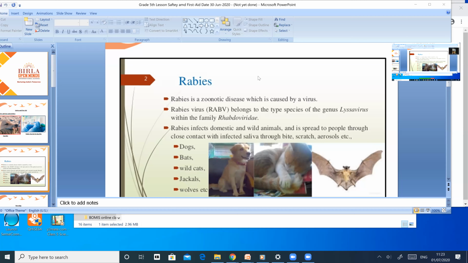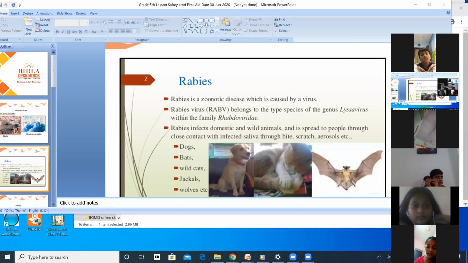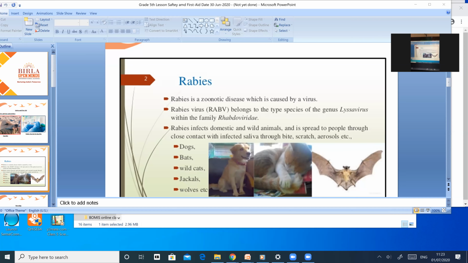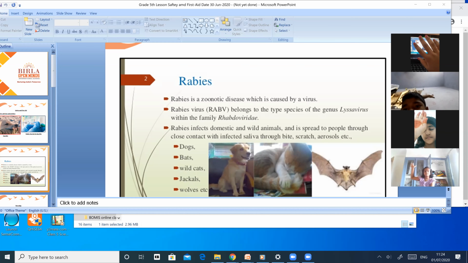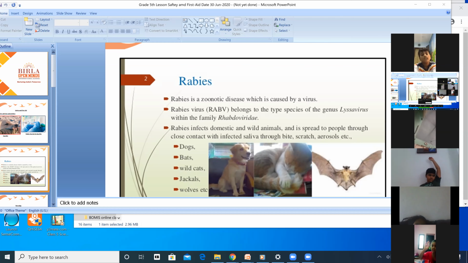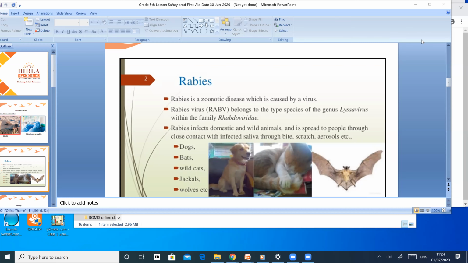Have you all seen honeybees? You all know honeybees will also bite, isn't it? Raise your hands. How many of you have seen honeybees? Okay, Pradham has seen. And who else? Keep your camera so that I can see you. Okay, good. So you all know how honeybees look. Okay, children, put your hands down.